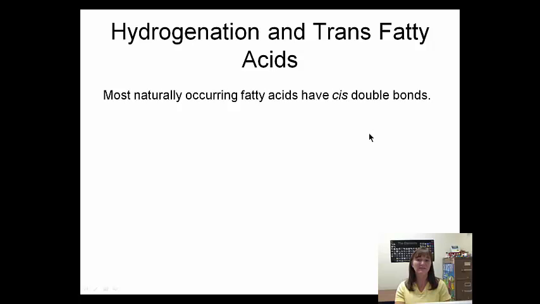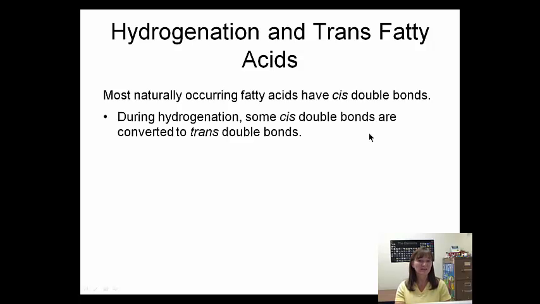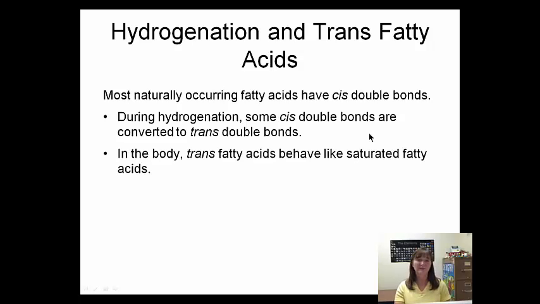Hydrogenation and trans fatty acids. So most naturally occurring fatty acids are going to be with the cis bonds. During hydrogenation, some of the cis bonds are converted to trans double bonds. So if you're doing complete hydrogenation, which is what I expect you to do if I ask you to do hydrogenation, where every single carbon-carbon double bond is hydrogenated, that's going to give you just saturated fatty acids. But sometimes when you are trying to control the melting point of things, you don't do complete hydrogenation, you do partial hydrogenation where you still leave some double bonds in. What tends to happen when that reaction is happening is the cis double bonds end up converting into trans double bonds when you're doing a partial hydrogenation.